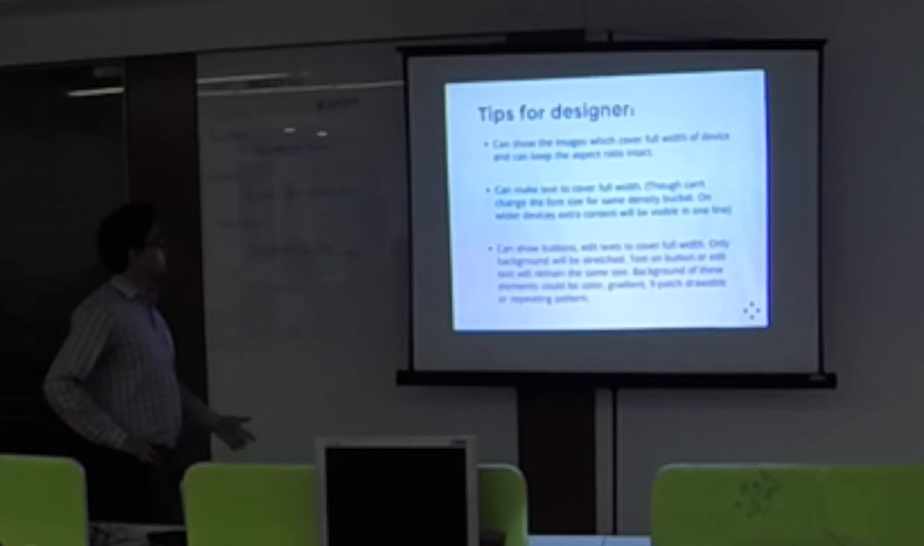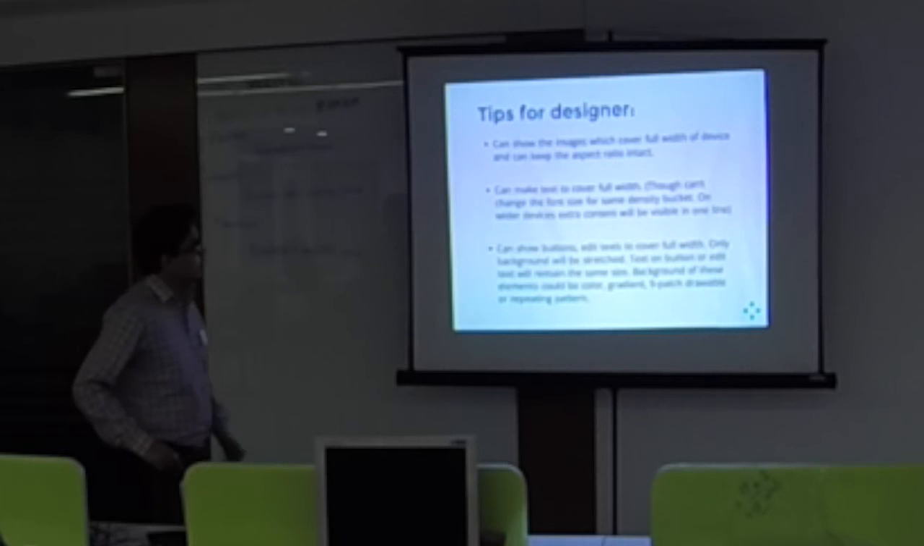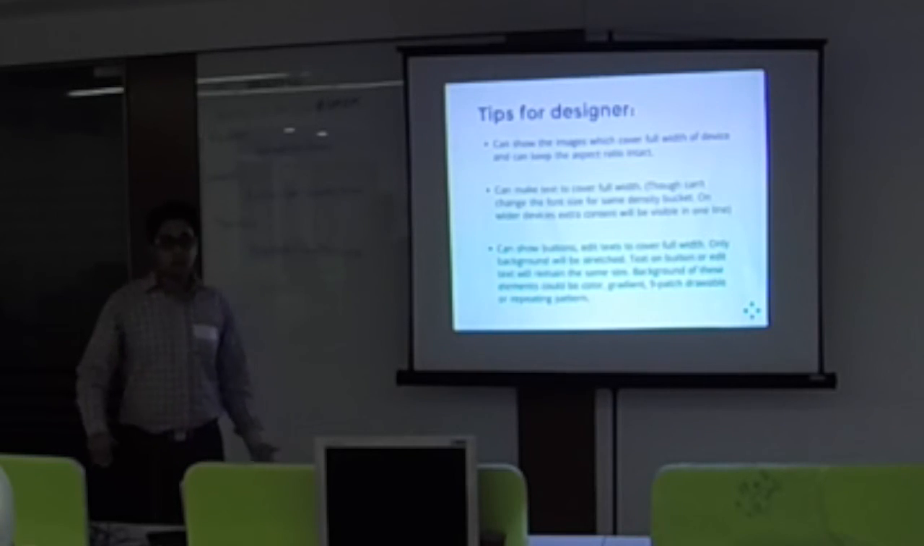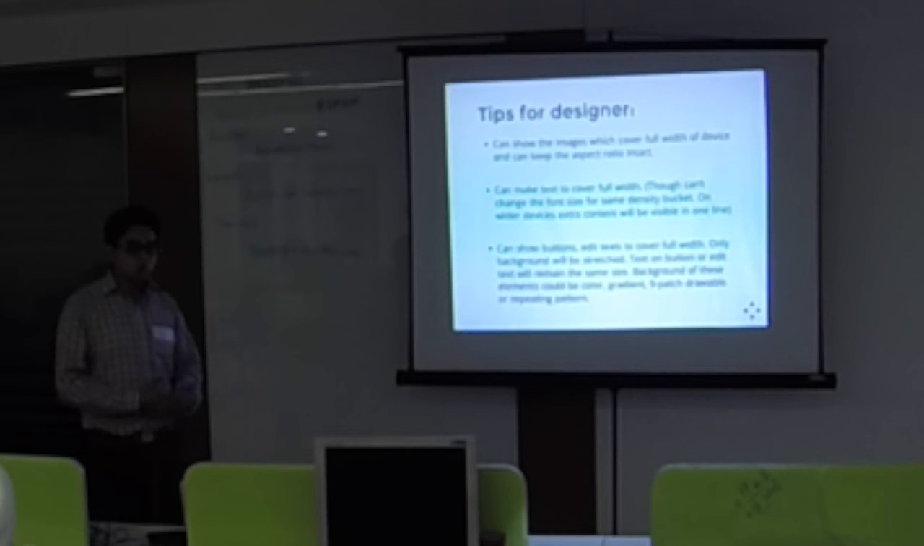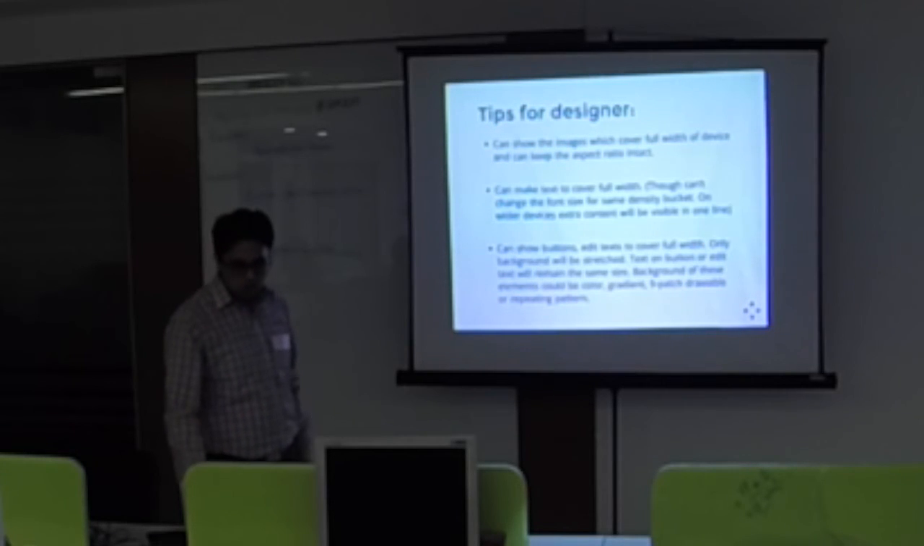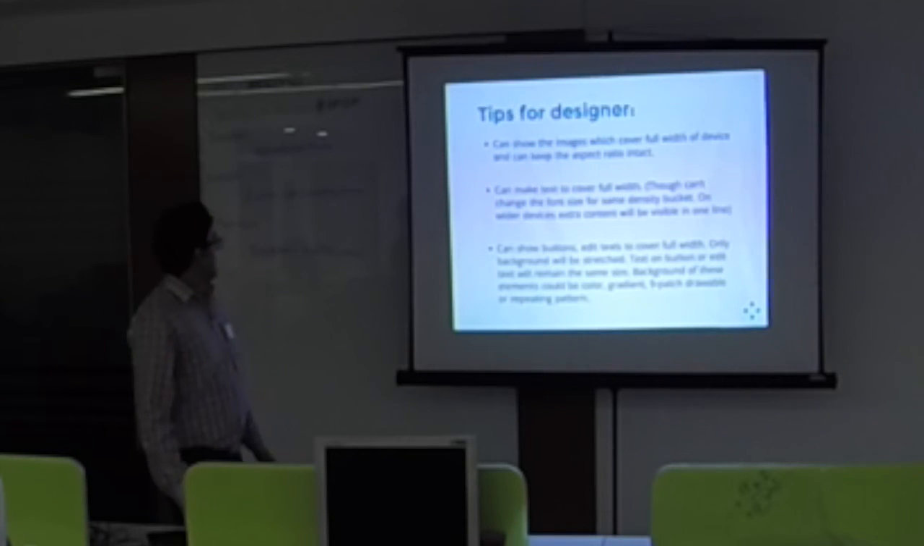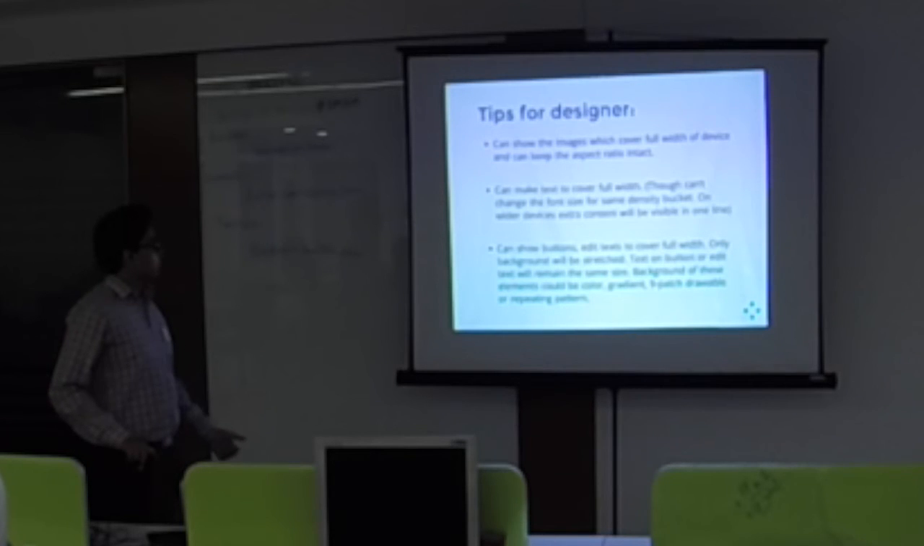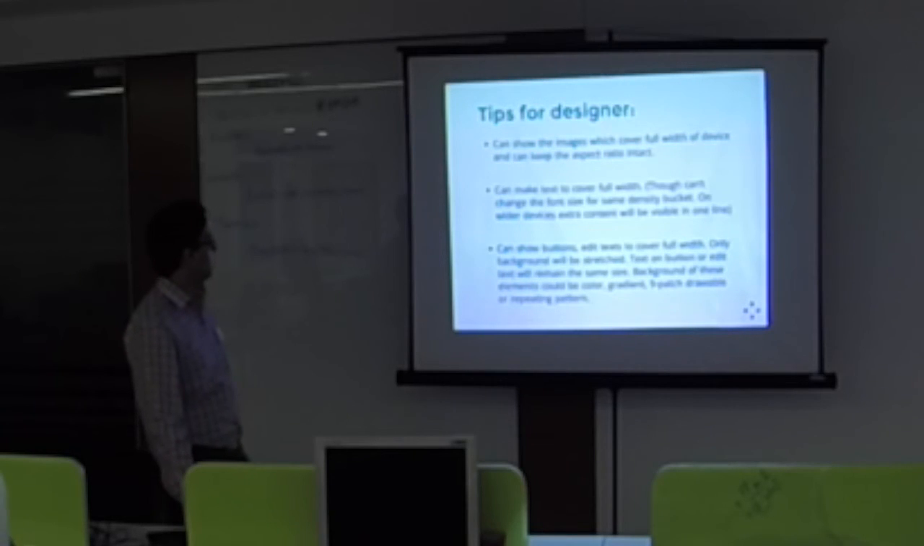A few more tips. We can show images which cover the full width of the device and can keep the aspect ratio intact. But yes, for this, the developer needs to put in some extra effort and set the height of the image at runtime. But it's a very frequent thing, so everyone can do this easily. Designers can make text cover the full width, though we developers can't change the font size for the same density bucket. On wider devices, extra content will be visible in one line.